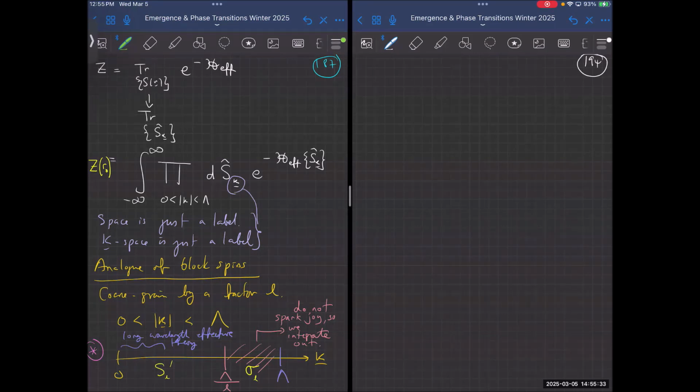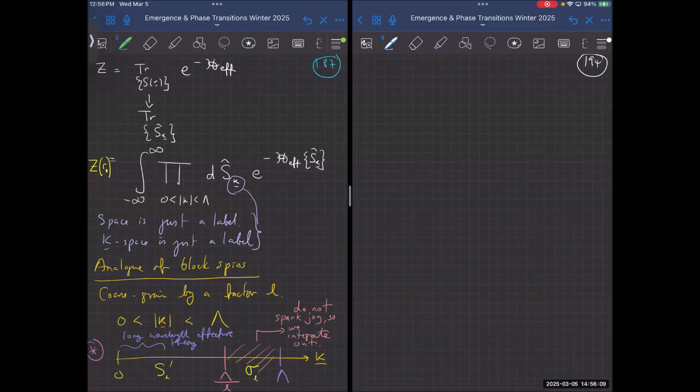That means the large K degrees of freedom. So I'm going to define a scale that I'm doing that at, which is little l, which is the analog of the block spin size in the real space RG. And so I'm integrating out this high wave number momentum shell, the one shaded in the picture, and that's what we do. So the system is still sort of labeled by lambda, but the rescaling is just removing the.